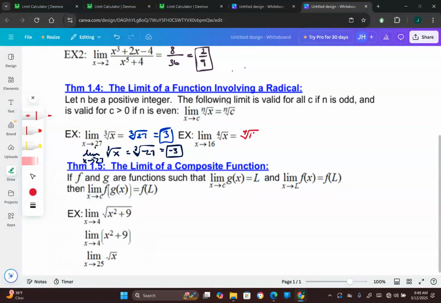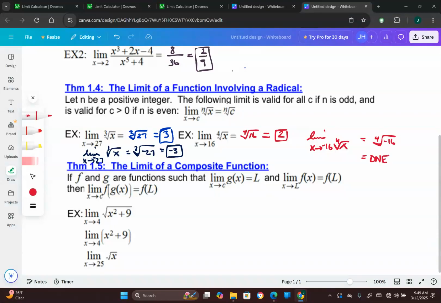Now, when it comes to even roots, the limit as x approaches 16, well, the fourth root of x is continuous at 16. So I can just plug in 16, and the fourth root of 16 would be 2. Now, what if, I'm going to write off to the side here, what if the limit as x approached negative 16 of the fourth root of x? Well, that would be the fourth root of negative 16. That function doesn't even exist at negative 16. So this limit does not exist. It's not even in the domain.